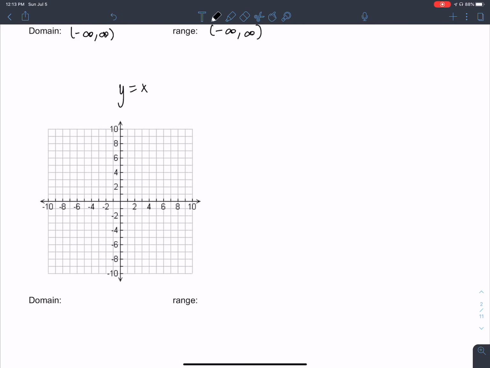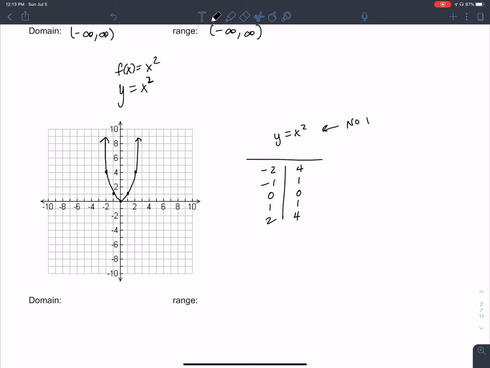So this is going to be y equals x squared, or f of x equals x squared. Okay, so our -2, -1, 0, 1, and 2. So if I put that in, I get 4, 1, 0, 1, 4. So I'm going to graph this. 4, 1, 0, 1, 4. So that's my graph. So my domain, again, no fraction, and then no even root. So domain's -infinity to infinity.